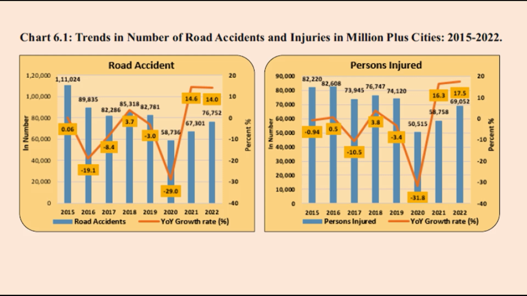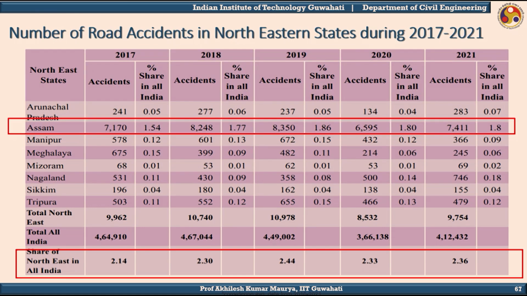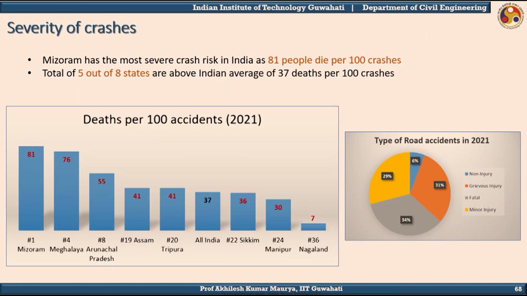If you see the accident growth rate, this we can skip. In Assam in 2021 we had 3800 fatalities. This is the maximum among the northeast, and here they are contributing around 2.5% of the total national fatalities, and this proportion is increasing.